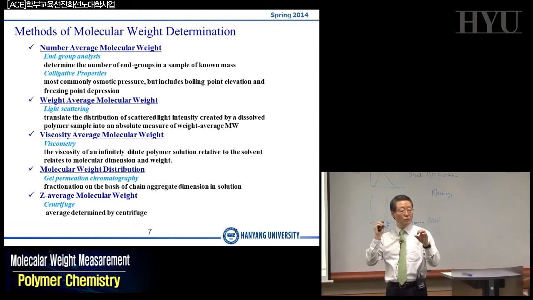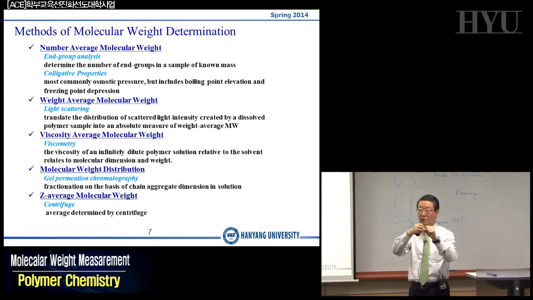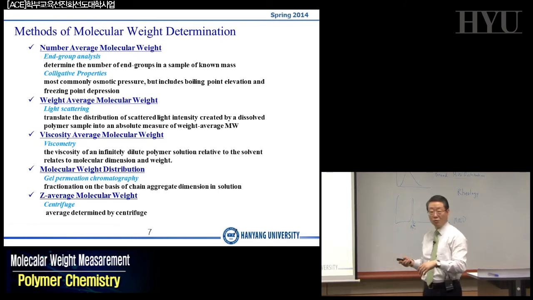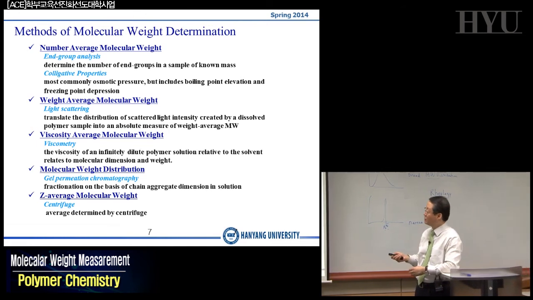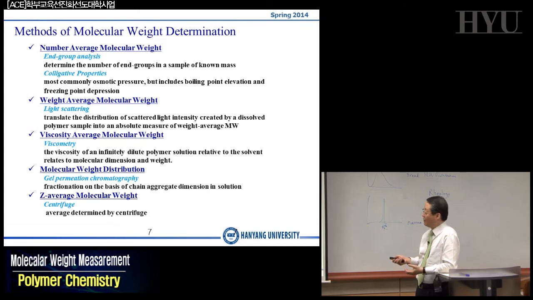It means that you expose your polymer sample to a laser, and by knowing the scattering pattern, the scattering angle, you can calculate the weight average molecular weight by this light scattering method. Viscosity average molecular weight is a very simple way, because the polymer is like a yacht. So by measuring the viscosity, you can calculate the MV, okay. You know the molecular weight and molecular weight distribution very easily by GPC, gel permeation chromatography.